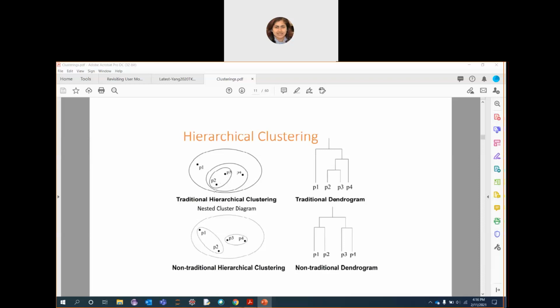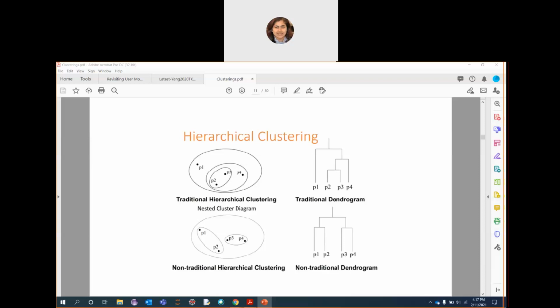P2 and P3 are closer to each other, so first this cluster is formed. Then looking at the central point or centroid of this P2 P3 cluster, we will find the distance to the other two available points, P1 and P4. Whichever is the closest, that is P4, will be enclosed inside another cluster. Then the rest, that is P1, will form another cluster around that.